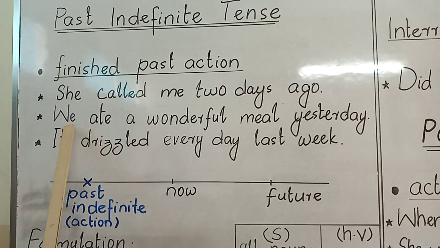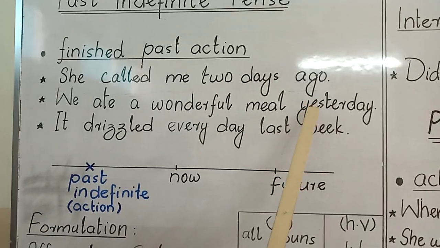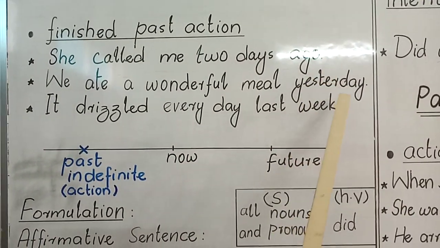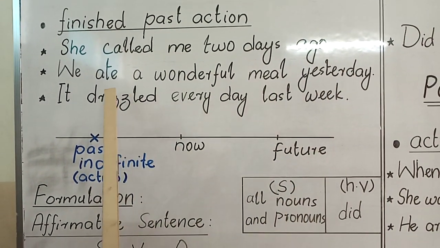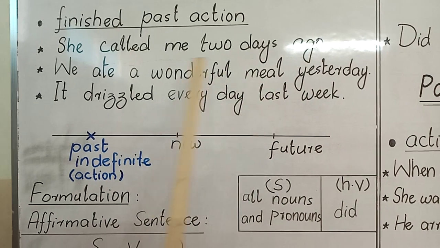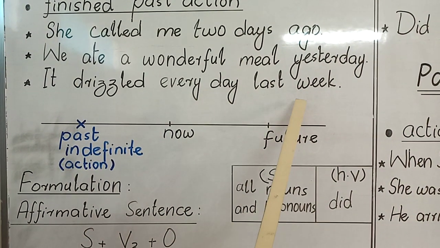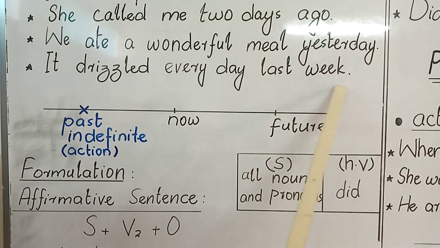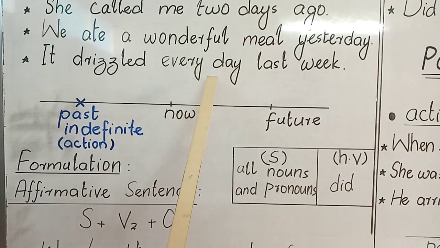Next example is we ate a wonderful meal yesterday. So this action also finished yesterday. This action was also completed yesterday. Yesterday we ate a wonderful meal. And then, it drizzled every day last week. So this action finished last week. Last week it drizzled every day.